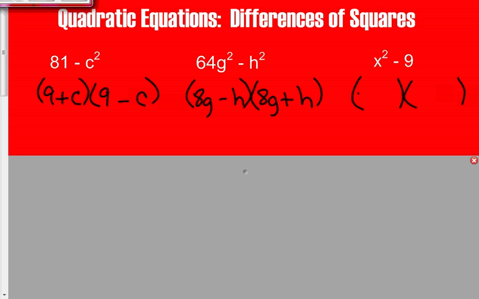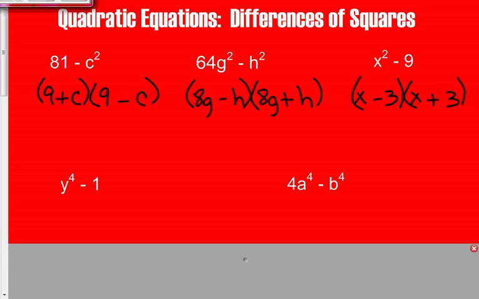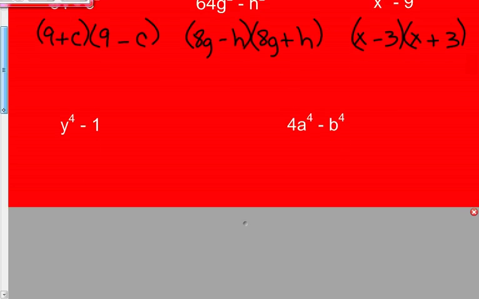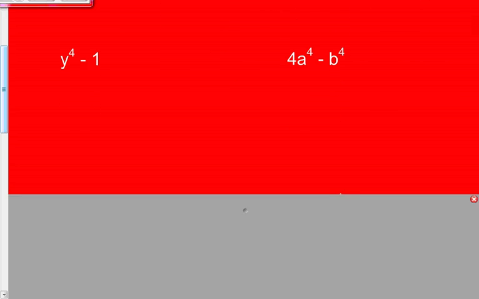Let's do it again. This time we're going to have an x in each one, and the perfect square of 9, the square root would be 3. One's positive, one's negative. That's how you start out. They're going to get different, of course. They're not all that easy. So here we go.